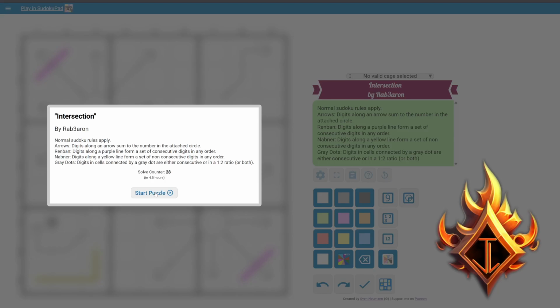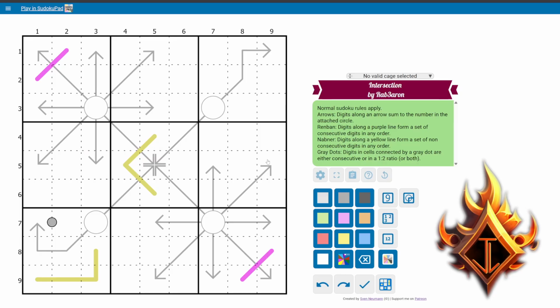Want to check out a puzzle today by Rab3aron called Intersection. And we have normal Sudoku rules applying. That is 1 to 9 in every row, column, and 3 by 3 box. Arrows, digits along an arrow sum to the number in the attached circle.